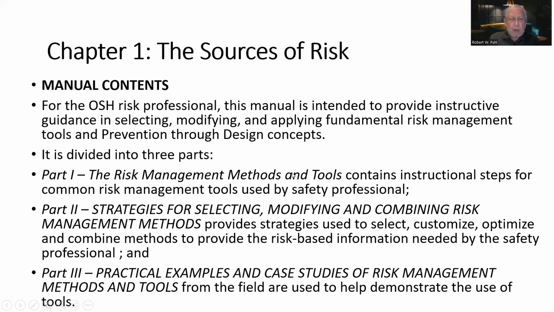Manual contents for the OSH risk professional. This manual is intended to provide instructive guidance for selecting, modifying, and applying fundamental risk management tools and prevention through design concepts. It's divided into 3 parts. Part 1, the risk management methods and tools, contains instructional steps for common risk management tools used by a safety professional. And that's going to be the first 8 chapters of the book in these next 8 modules.